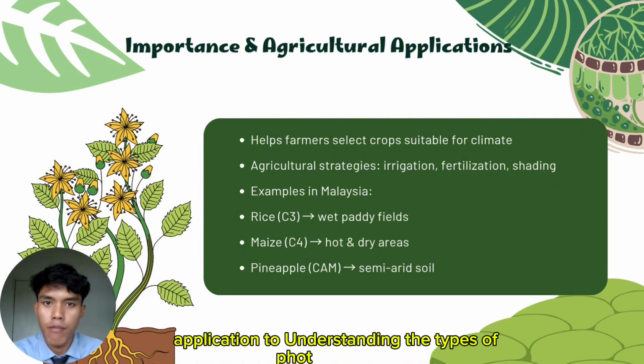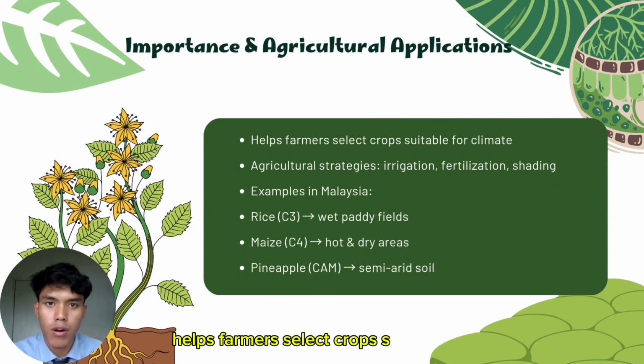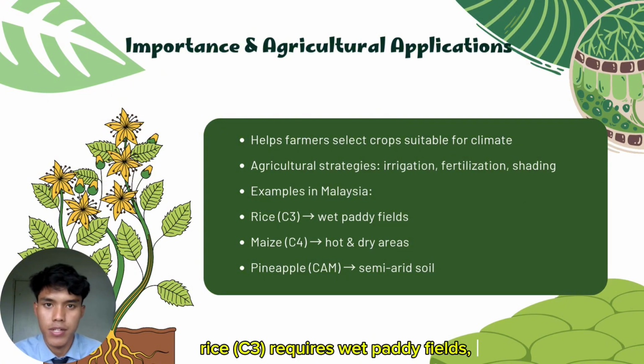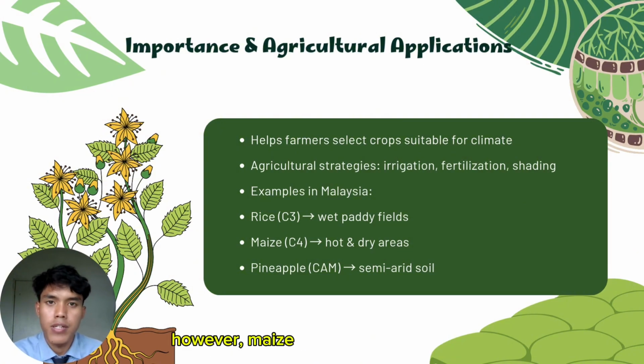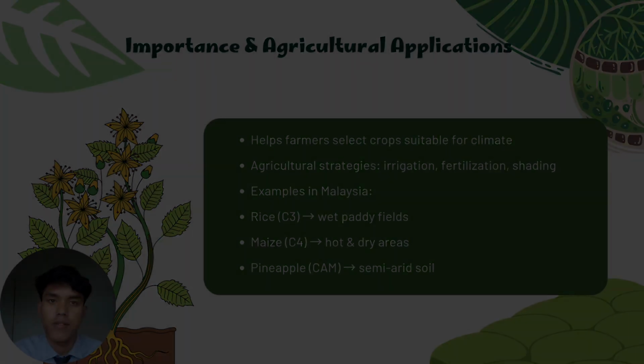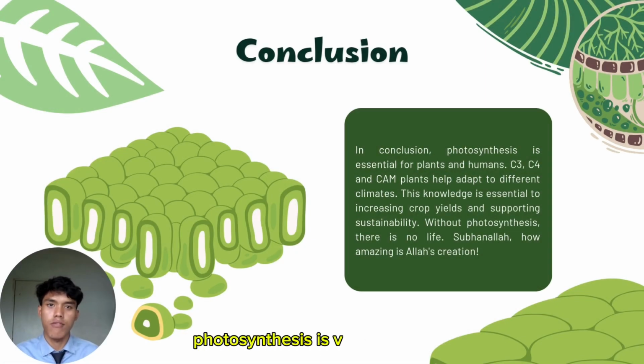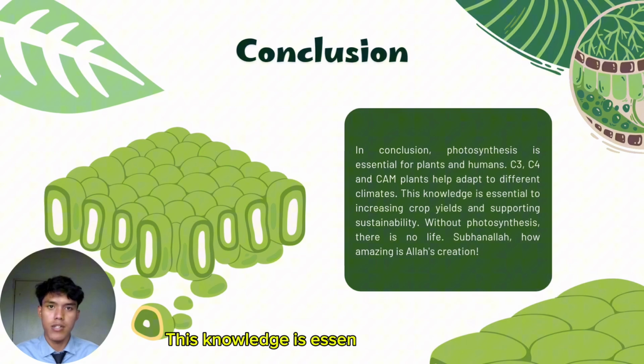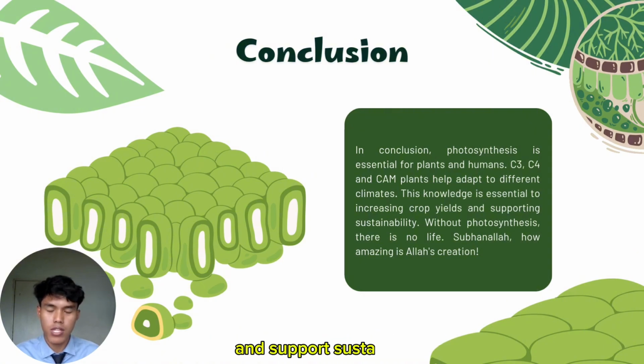Understanding the types of photosynthesis helps farmers select crops suitable for the climate and apply appropriate strategies such as irrigation, fertilization, and shading. For example, rice is C3, required in paddy fields. However, maize, C4, thrives in hot and dry areas. Also, pineapple, CAM, grows well in semi-arid soil. In conclusion, photosynthesis is vital for plants and humans. C3, C4, and CAM plants help adapt to different climates. This knowledge is essential to increase crop yield and support sustainability.